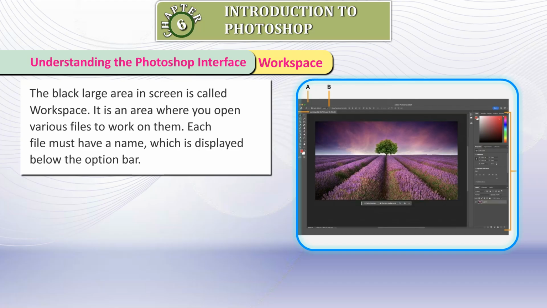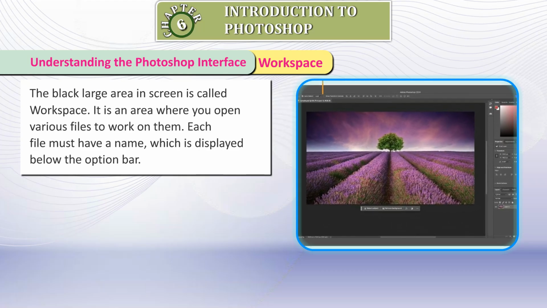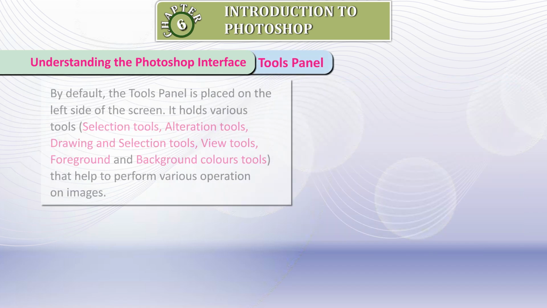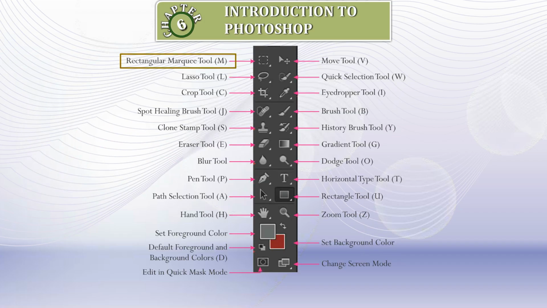Workspace. The large black area on the screen is called the workspace. It is an area where you open various files to work on them. Each file must have a name, which is displayed below the option bar. Tools panel. By default, the Tools panel is placed on the left side of the screen. It holds various tools, such as selection tools, alteration tools, drawing tools, view tools, and foreground and background color tools, that help to perform various operations on images.